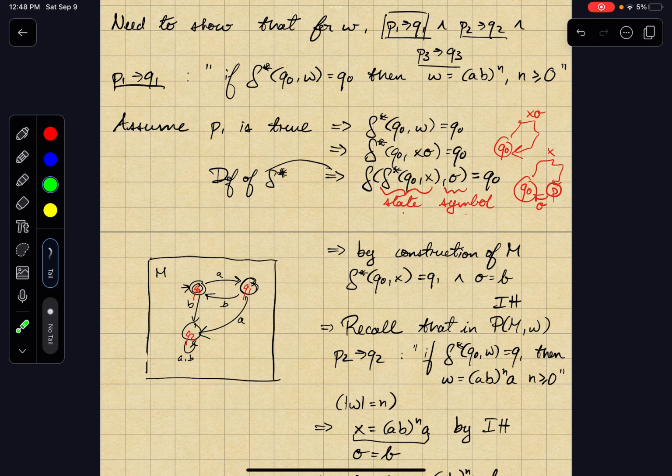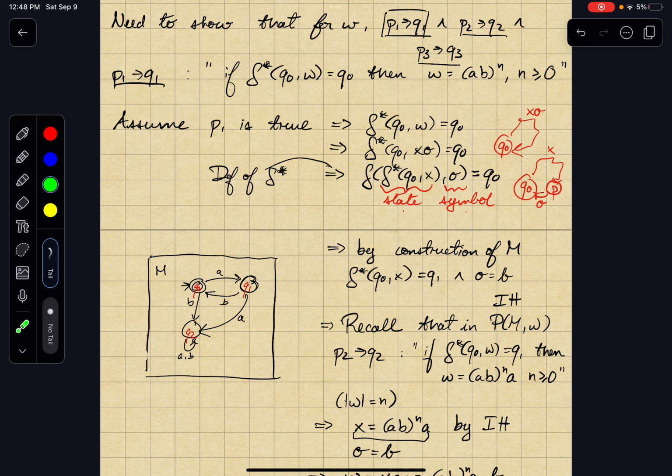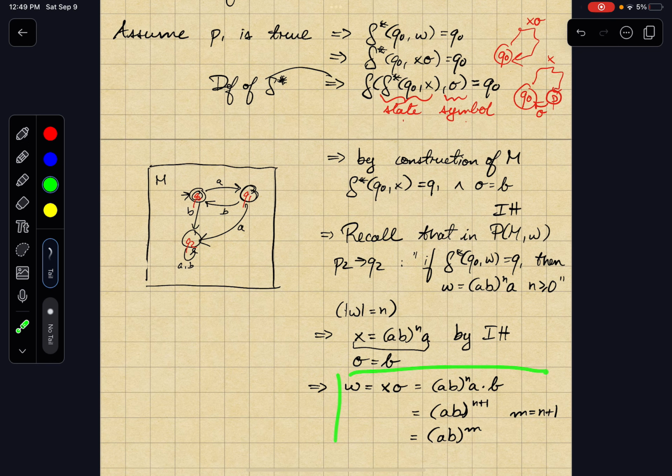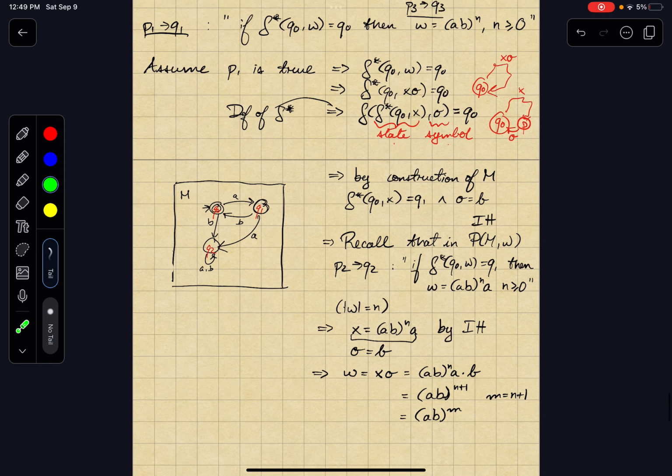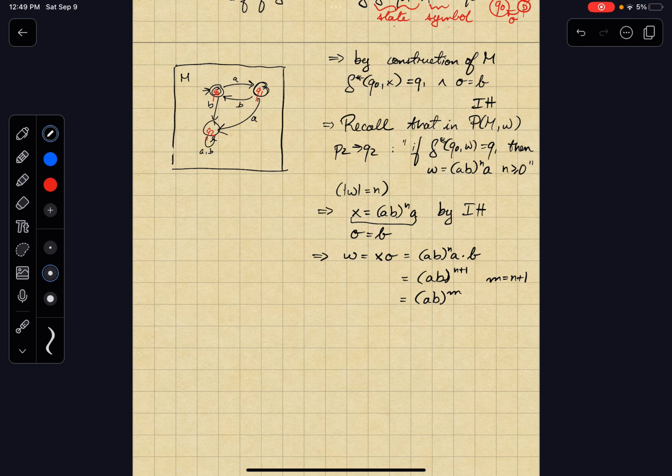And that shows that Q1 is true, right? Because remember, what I was initially trying to do is I was trying to show that if this statement is true, then my string W looks like ABN for some n greater or equal to 0. And so that's exactly the result I have here. Excellent. So that means that I've shown this statement. And so all that's left to do to finish my proof by induction is to show in the same manner that P2 then Q2 is true and P3 then Q3 is true.